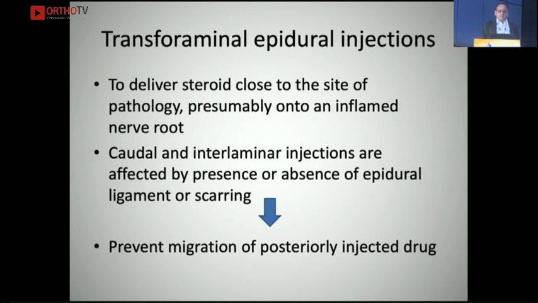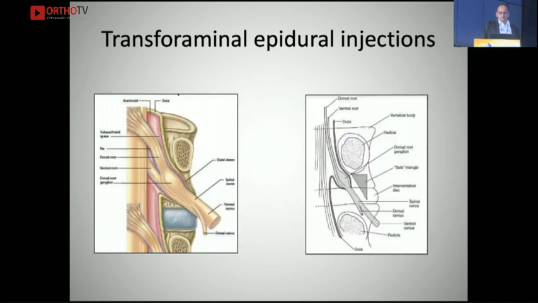Coming to transforaminal epidural injections, it delivers drug close to the nerve, while caudal and interlaminar approaches are affected by absence of ligamentum flavum and scarring. So we sometimes have to choose transforaminal epidural injections. There is a safe window to place the needle.